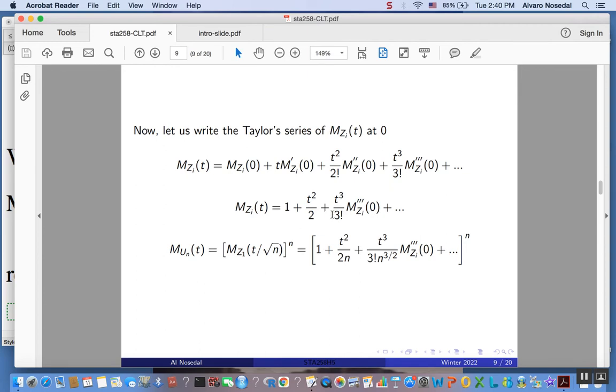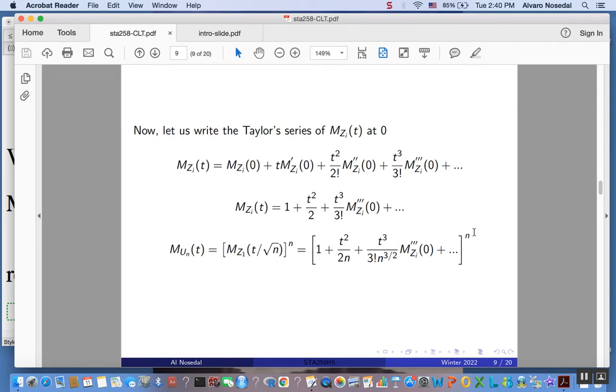And that 3 factorial is just from the Maclaurin series. Okay, makes sense? And all this to the n power. Make sense? Okay, we are almost there.